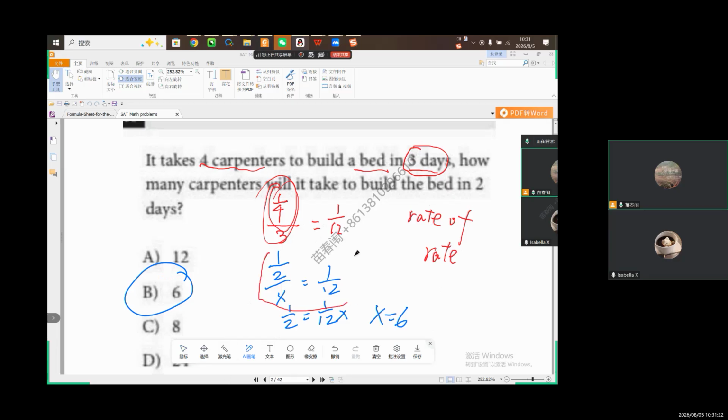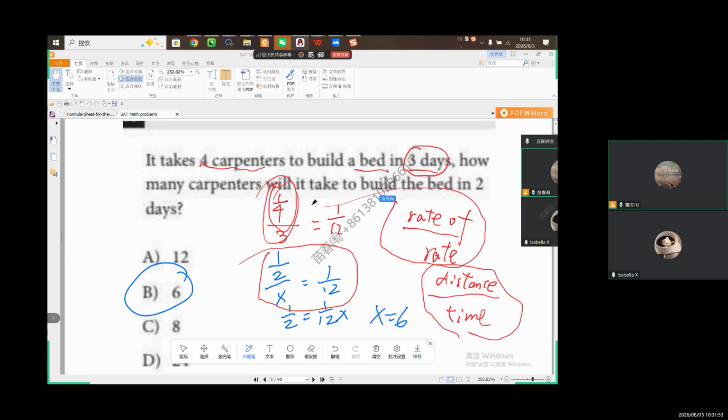Does that make sense? Yeah, because one bed is going to take the same. So basically, every time, the general formula is just distance divided by time. You divide it by 3 people, it's basically the same thing, just per one carpenter. So on some level, we can call it the rate of the rate problem. You have to divide twice. Is that okay?